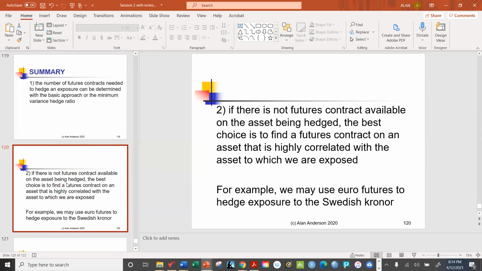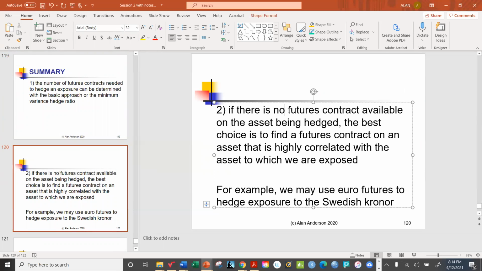If there's no futures contract on the asset being hedged, the best alternative choice is to find a futures contract on an asset that is highly correlated with the asset to which we are exposed. For example, in the same case, we may use euro futures to hedge exposure to the Swedish kroner.